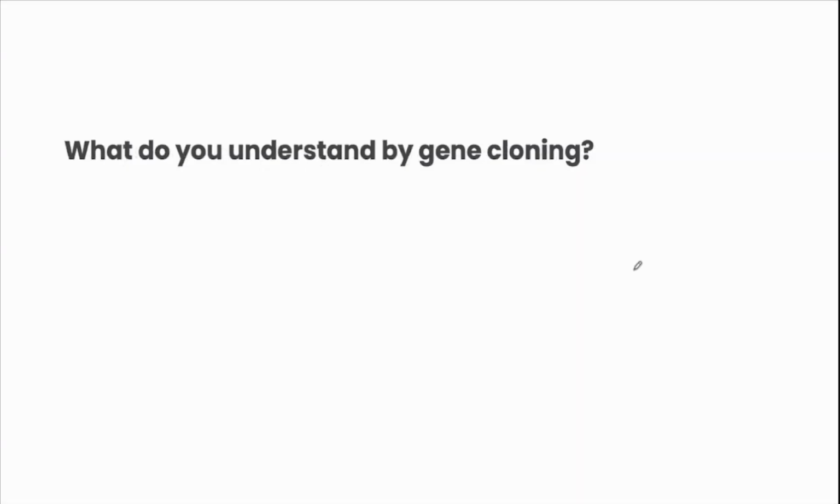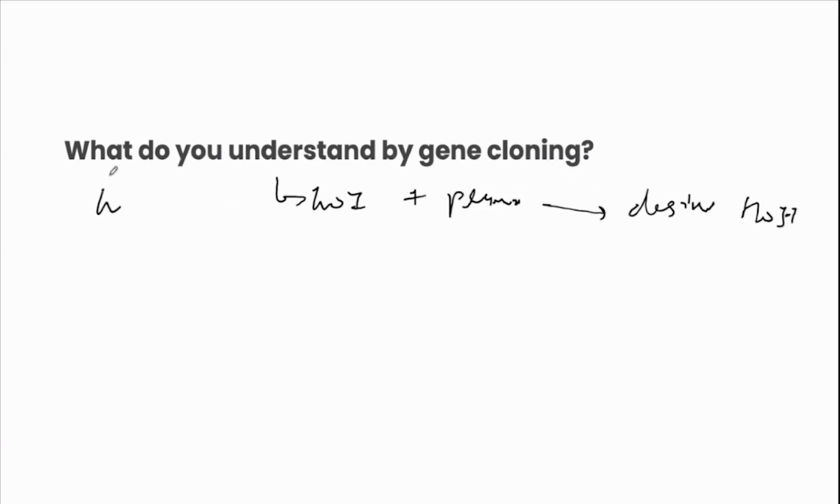So the next question is, what do you understand by gene cloning? Right. So again, this is a straightforward question. Gene cloning is basically a process wherein the gene of interest is isolated from DNA and then cloned into a plasmid and then given into a desired host. So the entire process is the isolation of the gene of interest, the isolation of the DNA fragment, then putting it into a vector and then into a host.